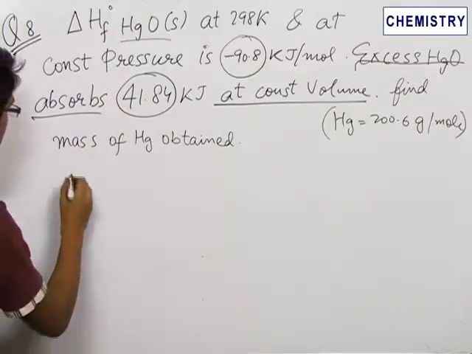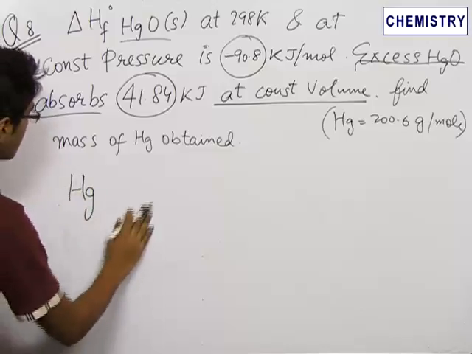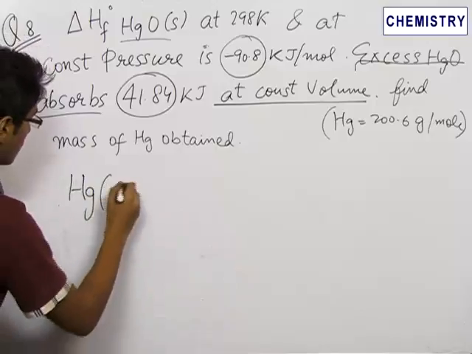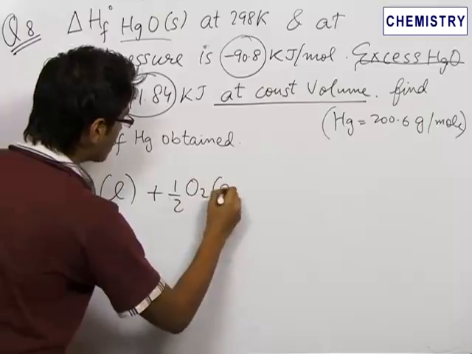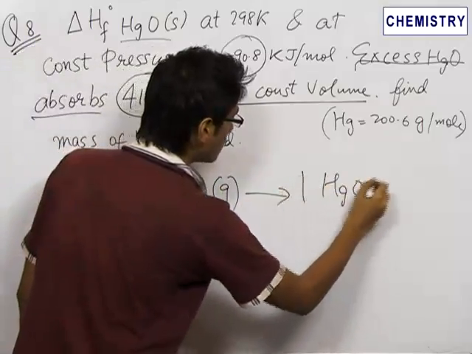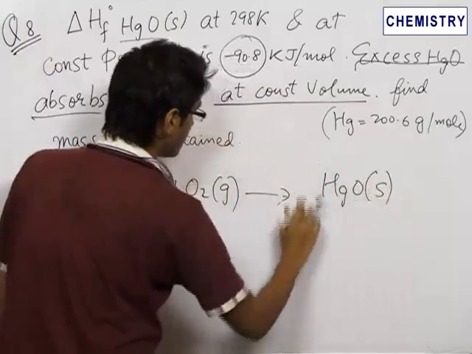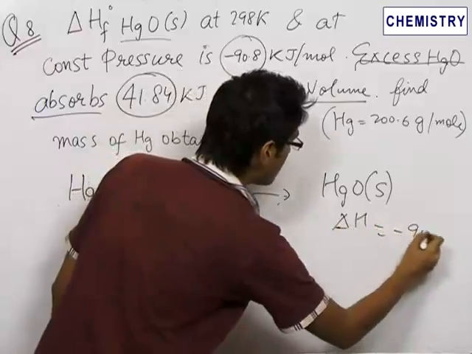So first of all, we write the heat of formation equation for HgO. The elements have to be taken in their native state. So mercury in liquid state plus oxygen in gaseous state to give 1 mole of HgO in solid state. The delta H for this reaction is given to be equal to minus 90.8.